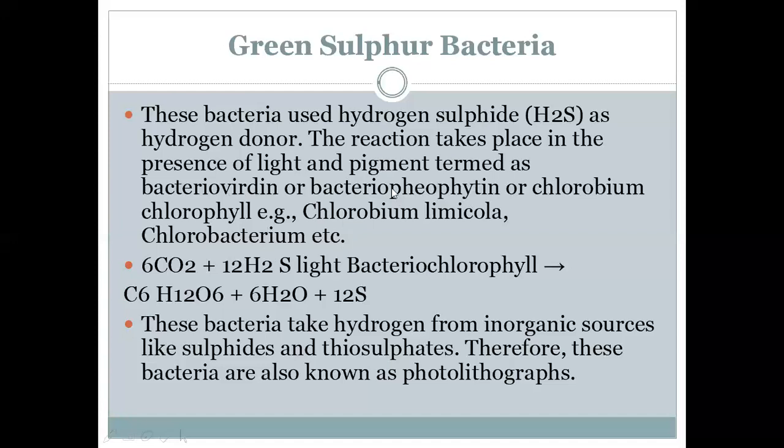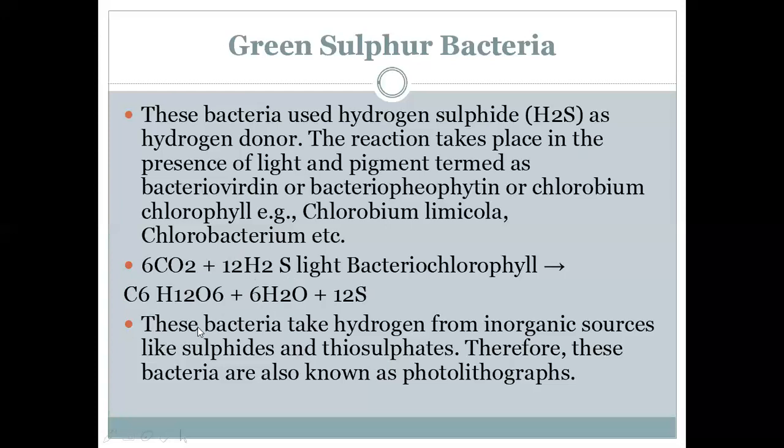Due to the presence of these pigments, these bacteria are green in color, and as they utilize sulfur, hydrogen sulfide, they are called green sulfur bacteria. And this is the equation. As usual, they take carbon dioxide from the atmosphere and H2S plus light in the presence of bacterial chlorophyll. It will be converted into glucose plus 6 water molecules plus 12 sulfur. Here also, you can see water is released but not oxygen. That is why this process is called anoxygenic photosynthesis.